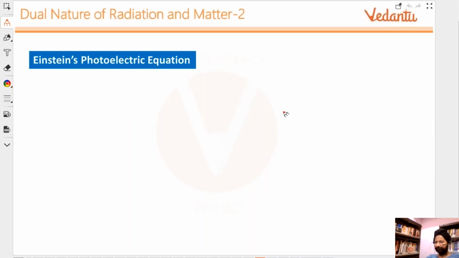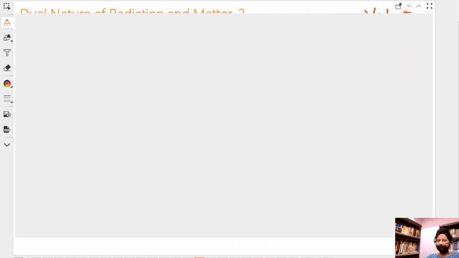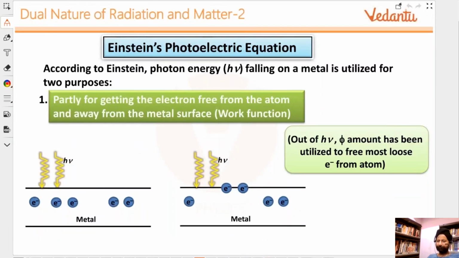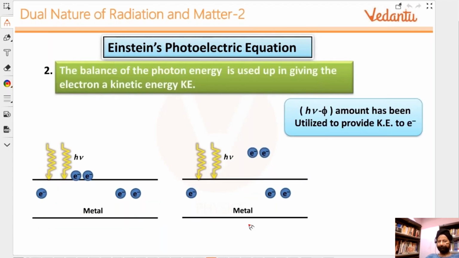Einstein's equation I've already covered. I'm going to show you the printed version of that now. I'm just showing you the slide, not saying anything. Okay, the balance of energy, अगर ज़्यादा दे दिए, that balance of energy is used to give the electron kinetic energy, whatever is the balance, because energy cannot be destroyed. If it needs 3 electron volts, but you're providing 5 electron volts, the rest of the 2 electron volts is kinetic energy. It cannot be destroyed.